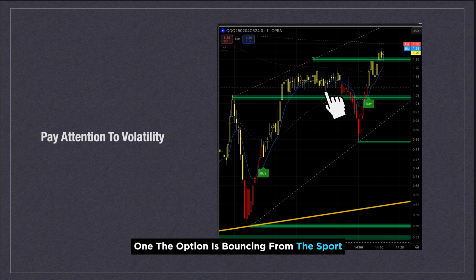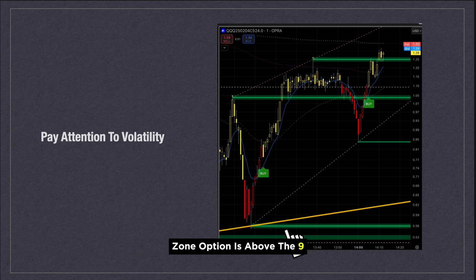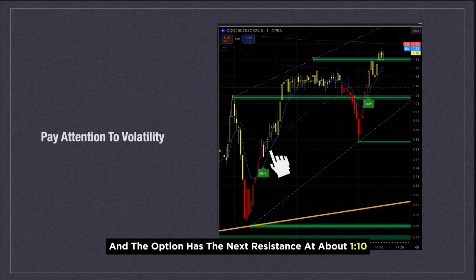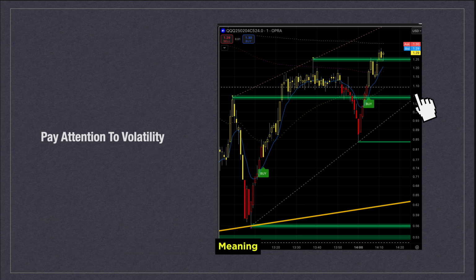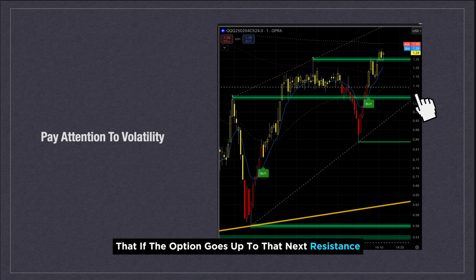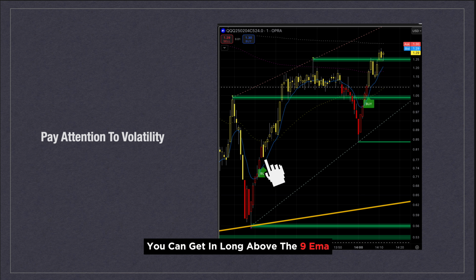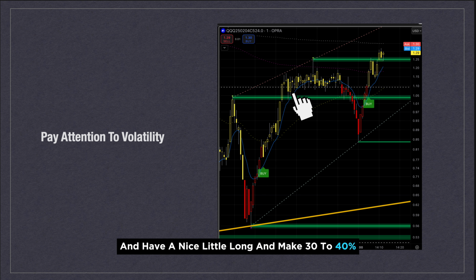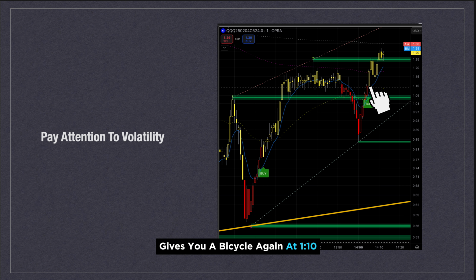Because there's 2 things going on here. One, the option is bouncing from the support zone, the option is above the 9, and the option has the next resistance at about 110, meaning that if the option goes up to that next resistance, you can get in long above the 9 EMA in the proper trend and have a nice little long and make 30 to 40%. And of course, the option again gives you a pullback, gives you a buy signal again at 110, and then these continued all the way up to about 180s before they pulled back.